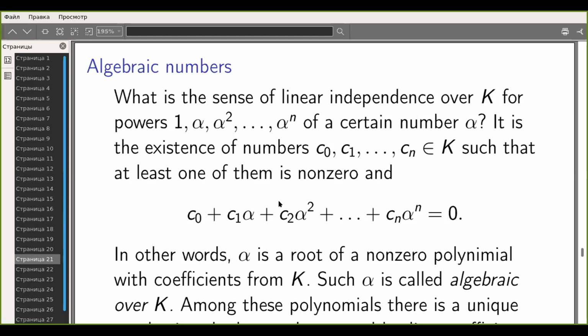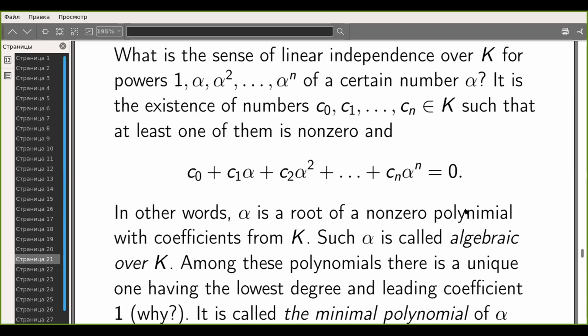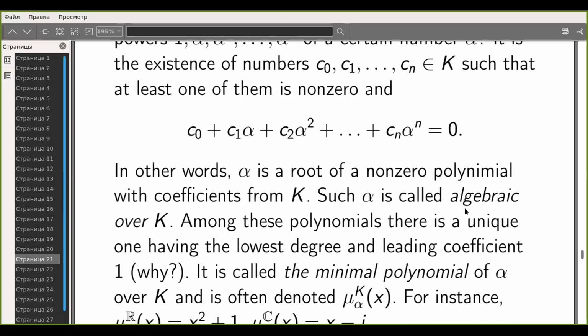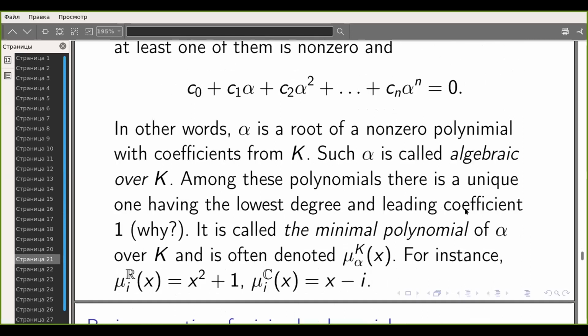They are linearly dependent if and only if there are some numbers c0, c1, ..., cn from k such that at least one of them is non-zero, and the following equation is true. It means that alpha is a root of a non-zero polynomial with coefficients from k. Such alpha is called an algebraic number over k. Among these polynomials, there is a unique one having the lowest degree and leading coefficient 1.